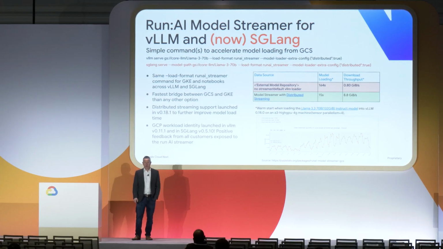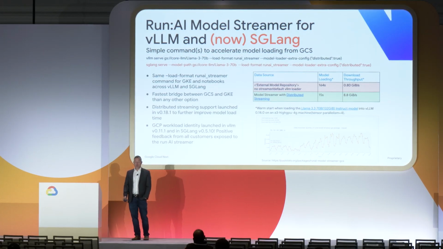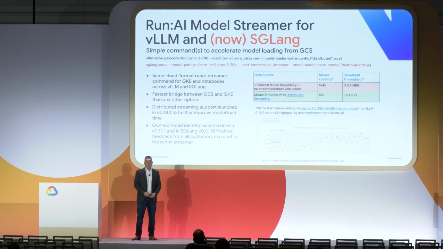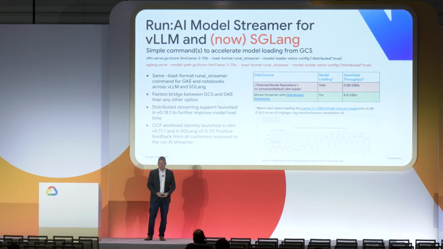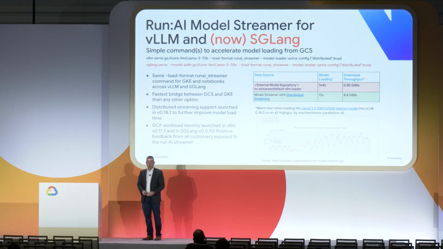And we compared model loading performance with a popular model repository and saw that it took around 164 seconds to load Llama 3 70B and only achieved about 0.8 gigabytes per second of throughput. However, using Run:ai Model Streamer to load the same model with distributed streaming enabled, we were able to load this in only 15 seconds and achieve an 8.8 gigabytes per second download speed.